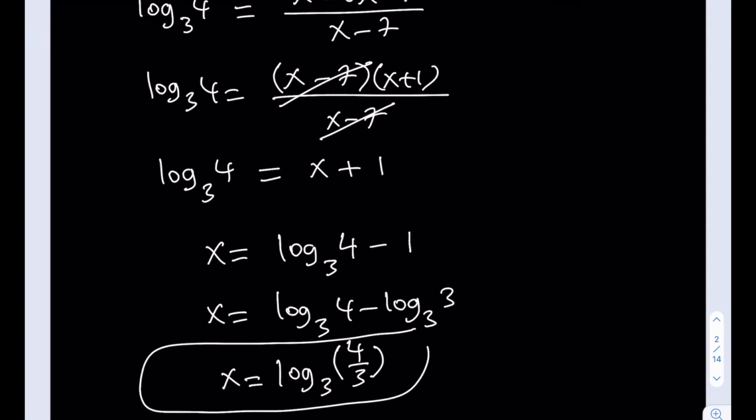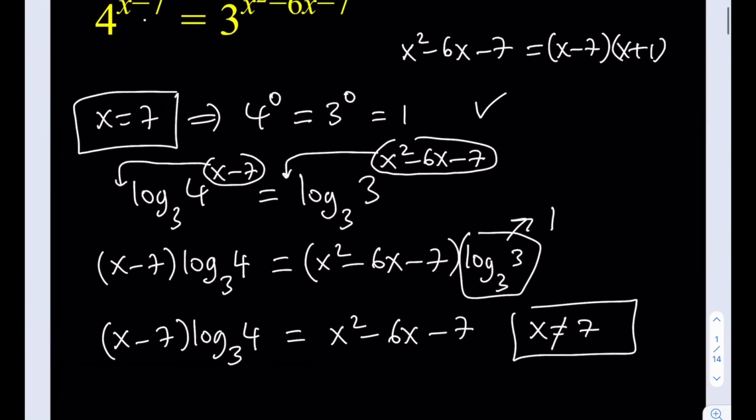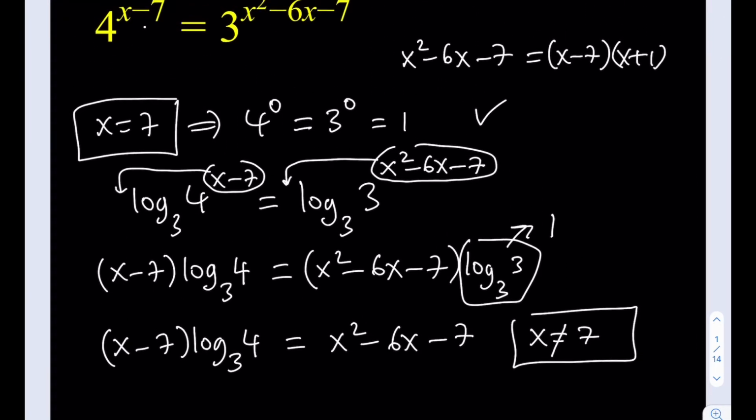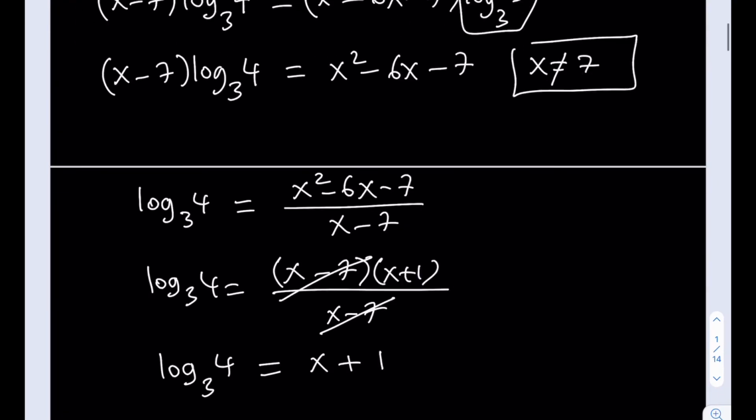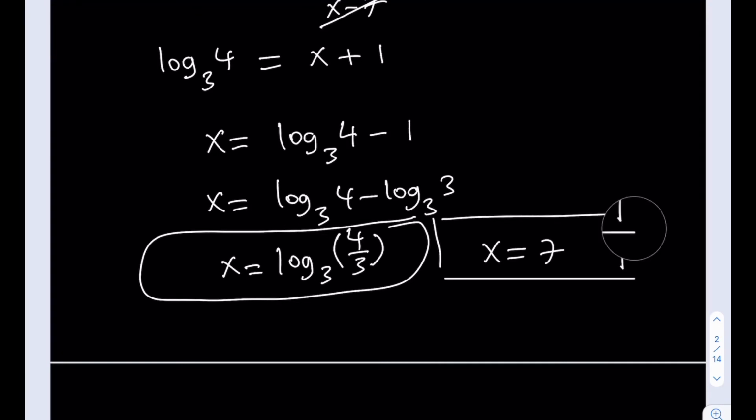Okay. And then the other solution we found initially, if you remember, we said that if x equals 7, then both sides are going to equal 1. So x equals 7 is another solution. So we basically have two solutions to this equation. One of them is an integer. The other one is an irrational number.